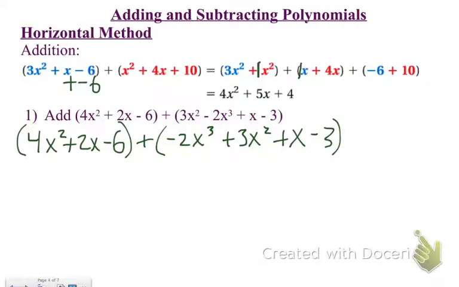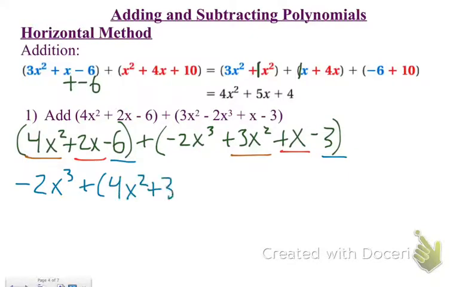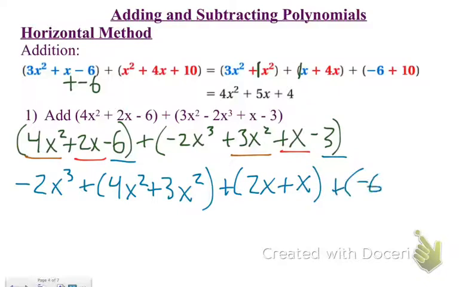And then let's think about what goes together. So 4x squared and 3x squared, 2x and 1x, negative 6 and negative 3, and then the negative 2x cubed is by itself. So if I rewrite this, putting them together, I have negative 2x cubed plus 4x squared plus 3x squared plus 2x plus x plus negative 6 plus negative 3.